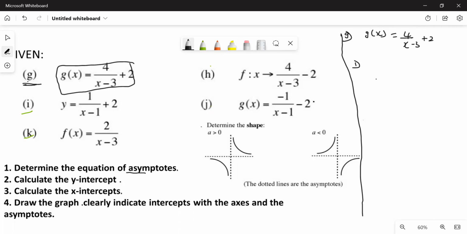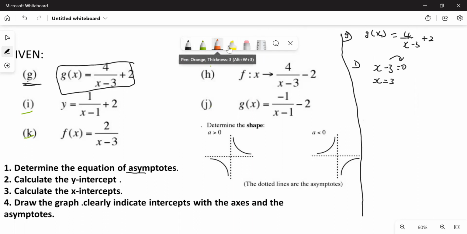Now, how do you determine the equations of asymptote? Based on what we learned yesterday, we said X minus 3 is going to be 0. And if you take this minus 3 to the other side, you're going to have X is equal to positive 3.